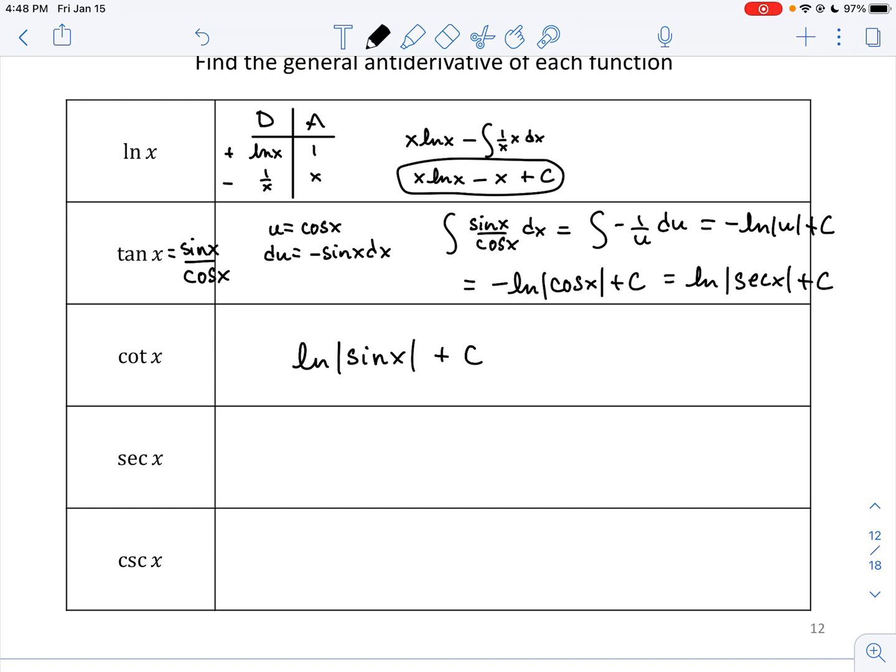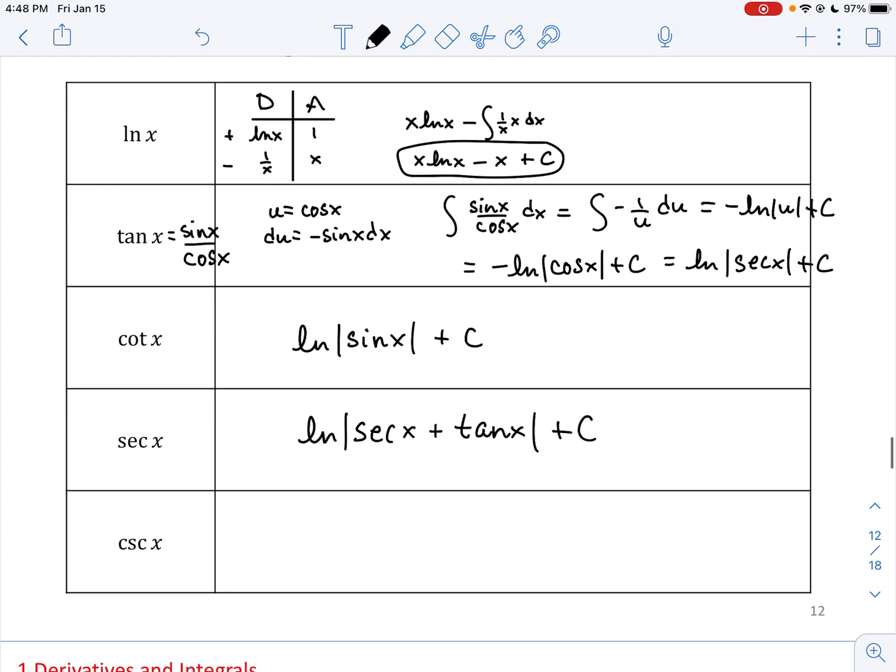The antiderivatives of secant and cosecant effectively just need to be memorized. The antiderivative of secant is the natural log of the secant of x plus the tangent of x, and then plus c. I leave it to you to verify through differentiation that the derivative of what I just circled will be equal to secant of x.